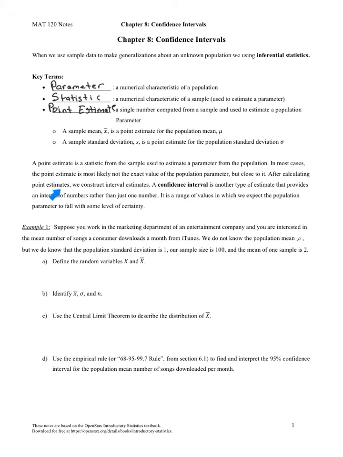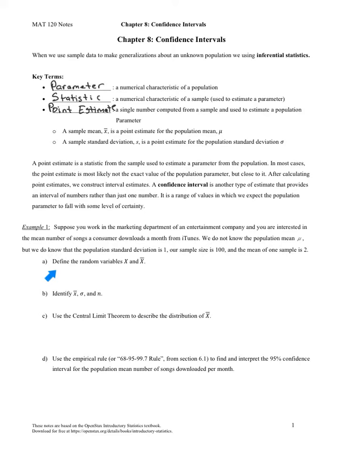After calculating point estimates, we are going to construct intervals. A confidence interval is another type of estimate that provides an interval of numbers rather than just one number. In other words, a confidence interval is very similar to a range of values. Go ahead and pause the video and read example 1.